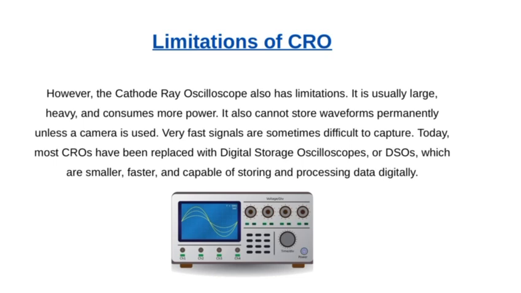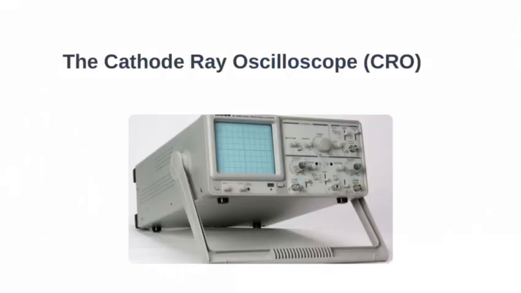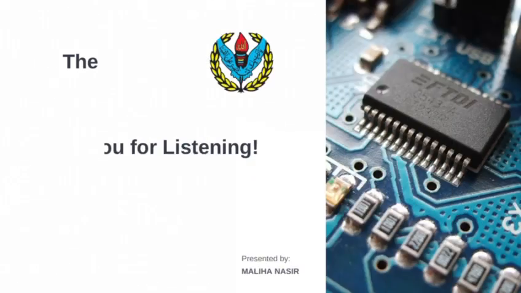Even so, the CRO remains one of the most important devices in the history of electronics. Understanding how it works helps us understand how modern oscilloscopes and display technologies have evolved. In conclusion, the cathode ray oscilloscope is an essential instrument that allows us to visualize, measure, and analyze electrical signals in real time. It is a powerful learning tool in physics, electronics, and communication engineering, and its principles form the basis of many modern technologies.